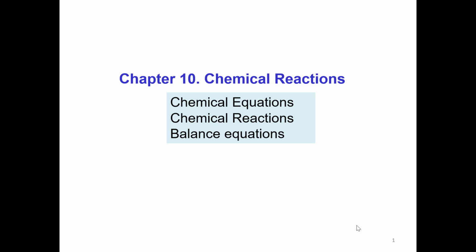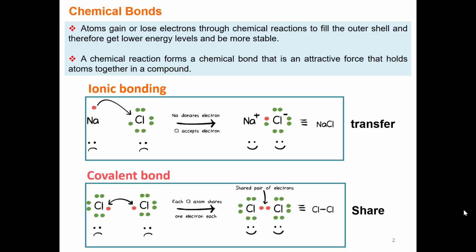Today we are going to discuss chemical equations, chemical reactions, and balancing equations. Let's review the concept of chemical bonds. We know that atoms gain or lose electrons through chemical reactions to fill the outer shell in order to be stable. It means they become more like the nearest noble gas.